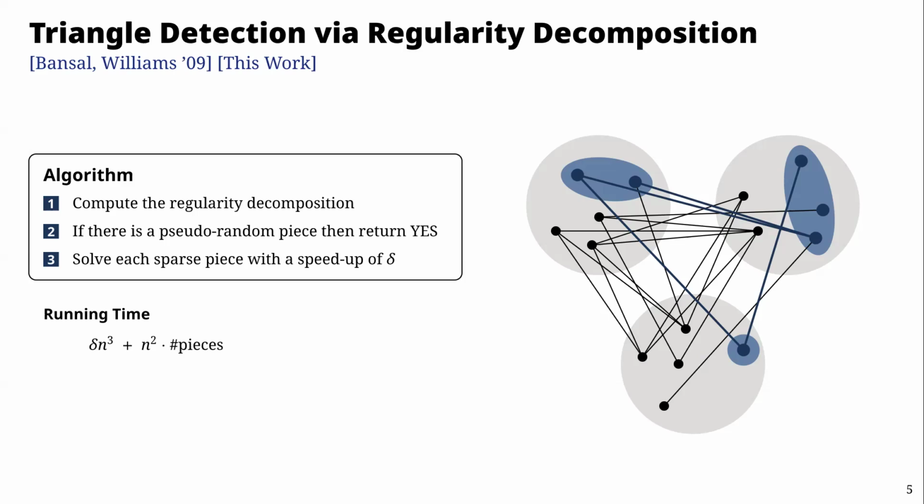And plugging in our new bound on the number of pieces, which is quasi-polynomial, you get this running time trade-off, which is optimized by setting the running time to n cubed by 2 to the log n to the epsilon, setting delta to be 1 over 2 to the log n to the epsilon. Here epsilon is some absolute constant depending on what exactly is this quasi-polynomial expression. For us, it turns out to be 1 over 7. Okay, so this is the recipe of how to turn this regularity decomposition into a triangle detection algorithm.